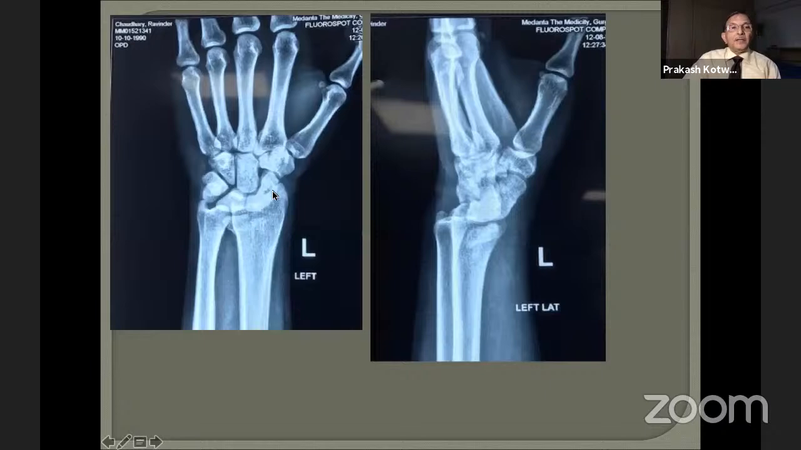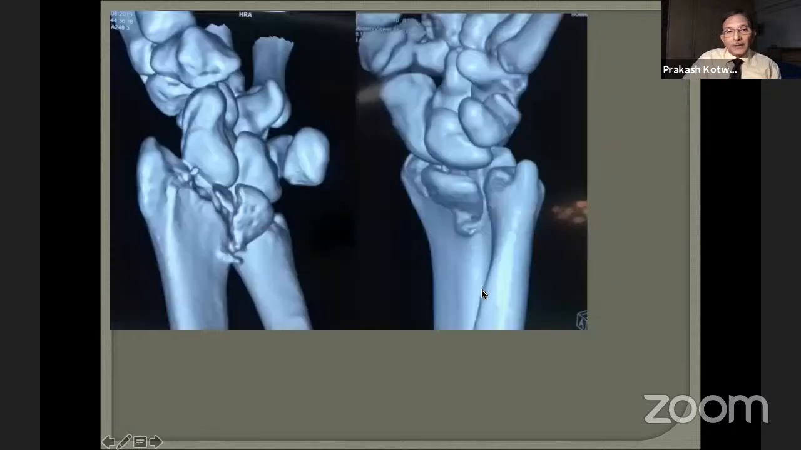Another case, this is again a fracture of the distal radius with this X-ray. It is not really giving you a very good idea about the configuration or anatomy of the fracture fragments, because you can see here there is so much overlap between the distal radial articular surface and the carpals and so forth. And this is where the CT scan is so useful.